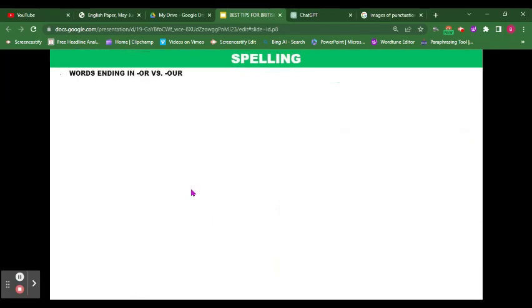Still on spelling, we want to look at other spelling differences. We have words ending in OR versus OUR. And then we want to look at American English versus British English. American English will use OR, while British English will use OUR. We earlier saw it in favor. Now, let's look at other examples, armor, behavior. Now, the first is American, the second is British. Okay, so take note of this.